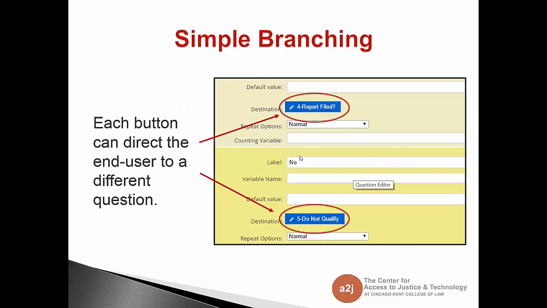Each button can direct the end user to a different question. So in this screenshot, you can't see the label on this one here on the top, but this is the editor for the yes button, and then this one is the editor for the no button. And each of those goes to a different page depending on the click.